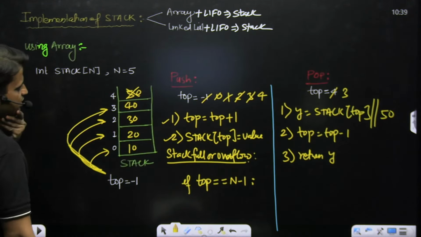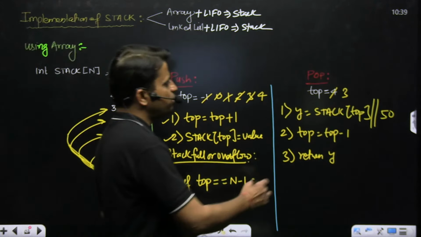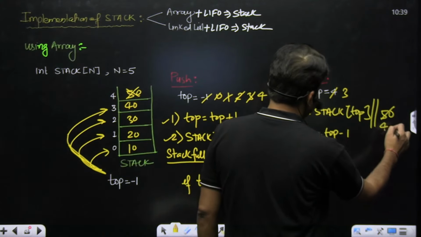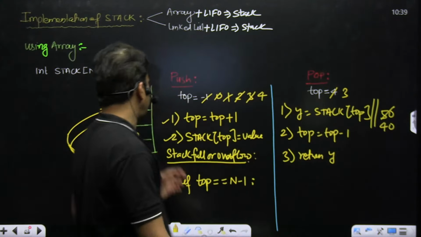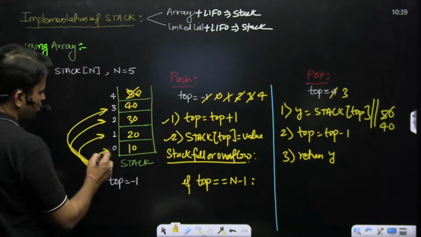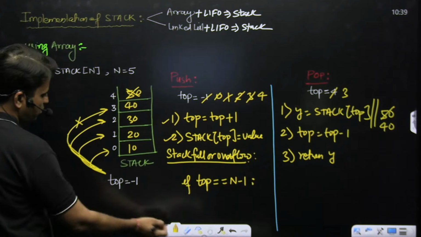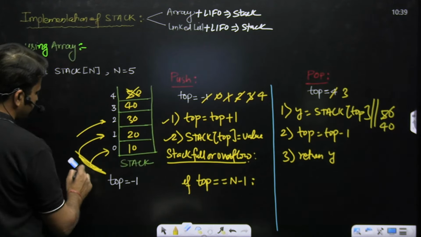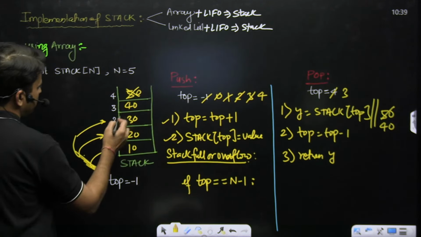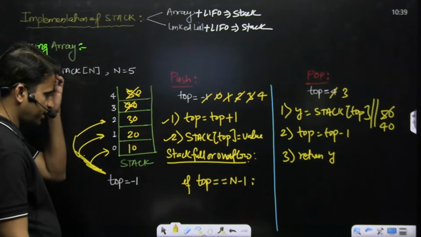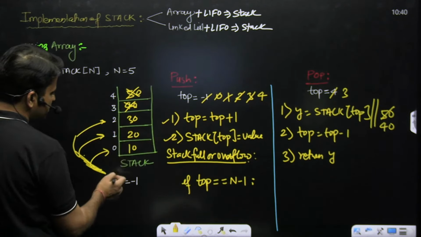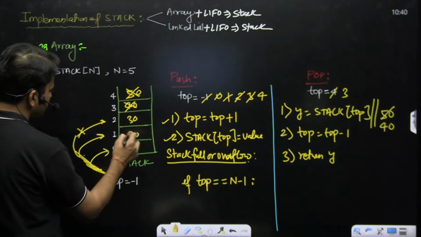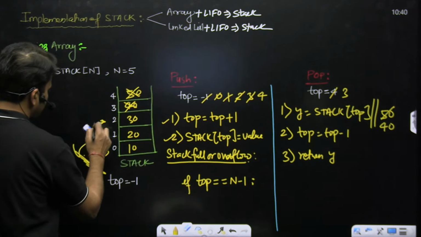I want to delete one more value. So y equals stack[top]. Now stack[top] is 40. Top equals top minus 1, so top decreases and points to this one. So this element is deleted. You can return the deleted item. Similarly, if I want to delete this, then top equals top minus 1, top starts pointing to the previous position, so this element is deleted.